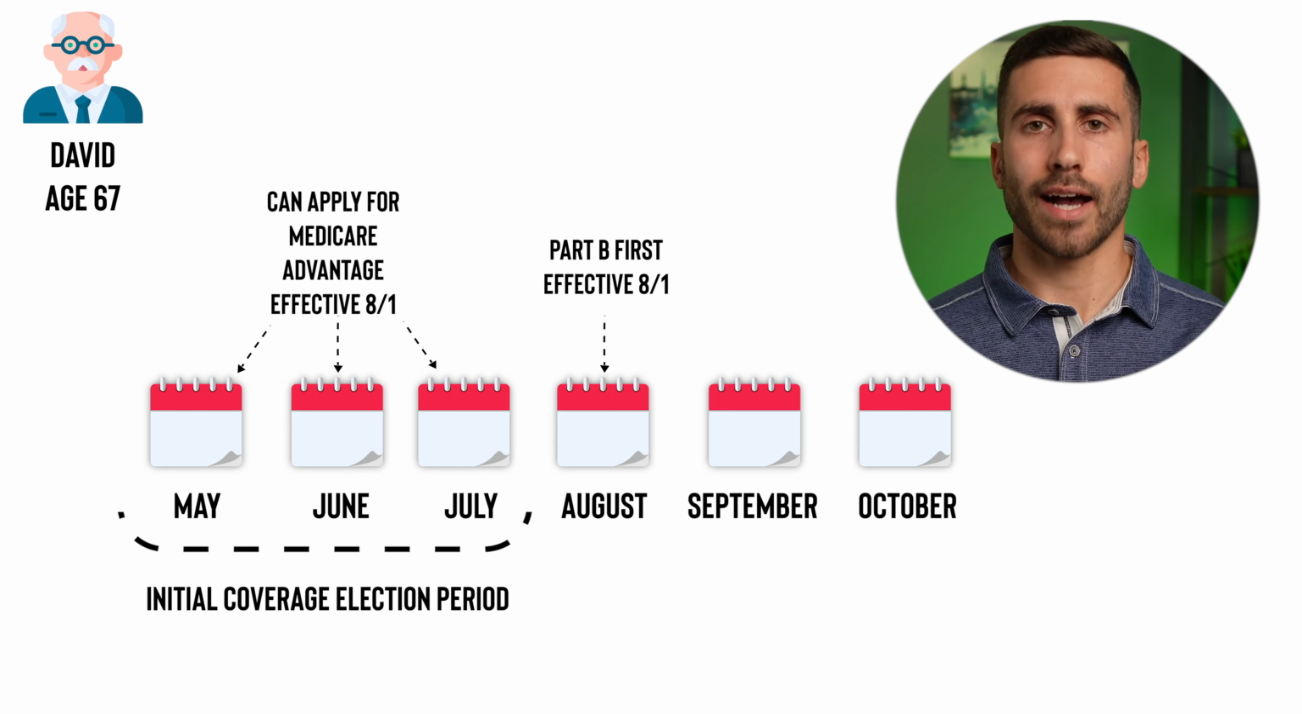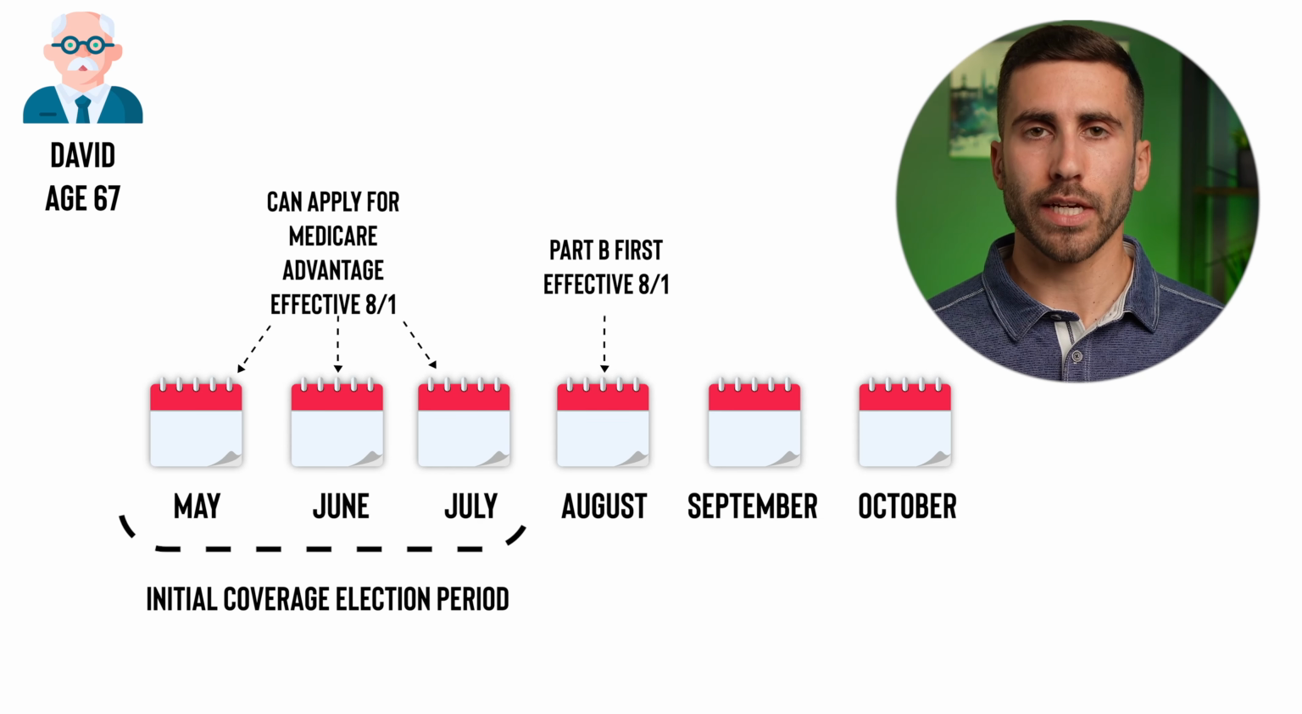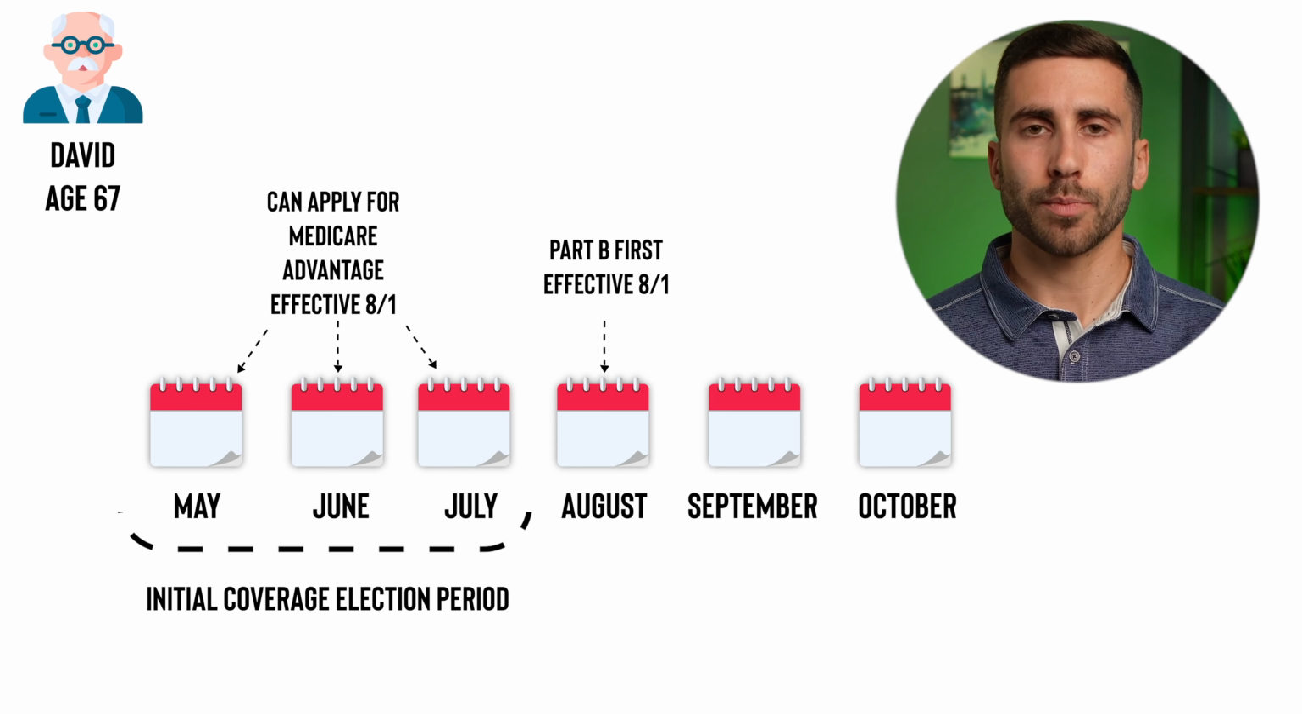In this case, his ICEP occurs during the 3 months before his Part B effective date, which would be May through July, and if he enrolls in a Medicare Advantage plan during this time period, that coverage would begin August 1st to match his Part B effective date. So whether you are adjusting to new circumstances or simply seeking a plan that better suits your current needs, understanding these different unique Medicare Advantage enrollment periods will be the key to helping you get the coverage that you want.